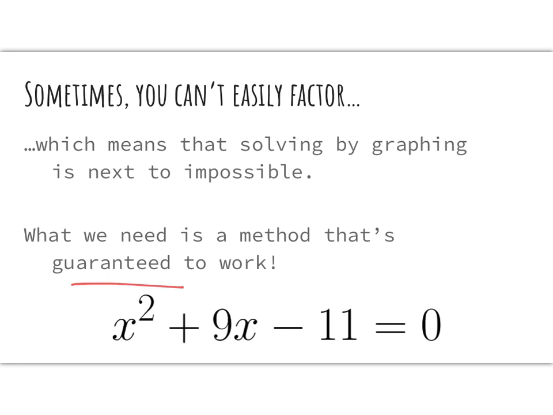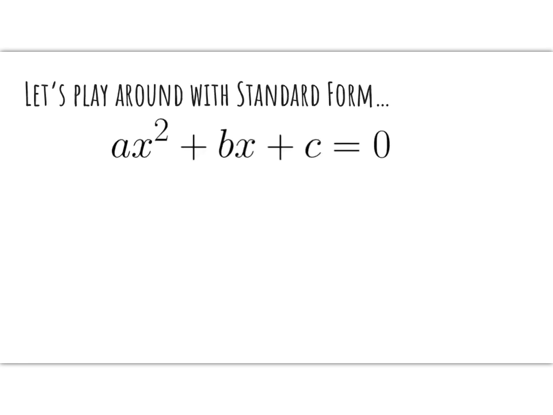And I throw out the example x squared plus 9x minus 11 equals 0. No matter what you do, you can't factor this within the rational numbers. So we need a different method. So sit back as we derive a very useful, always usable method.